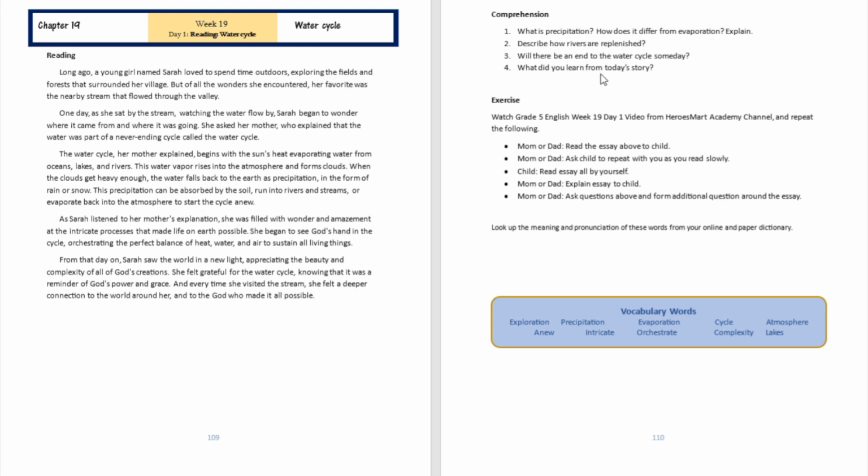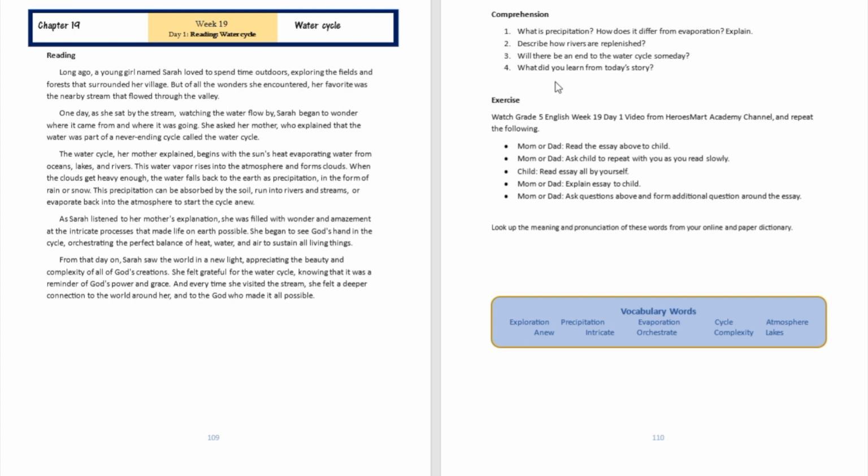Describe how rivers are replenished. Well, that's going to be pretty easy because when the rain falls to the ground, the water may directly fall onto rivers, or it may be absorbed by the land, which will then find its way into the river. So that's how rivers are replenished.